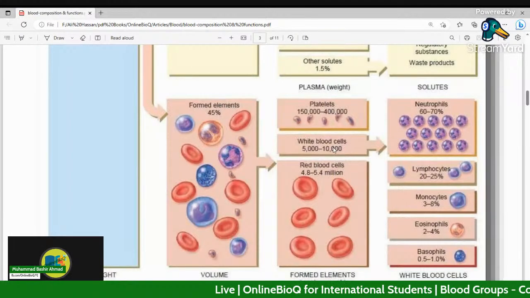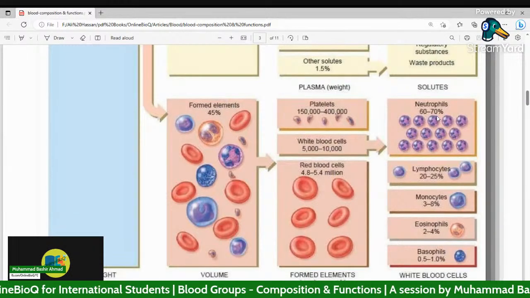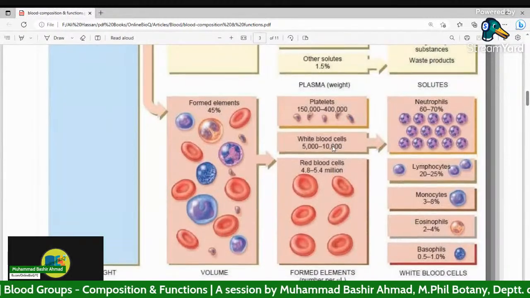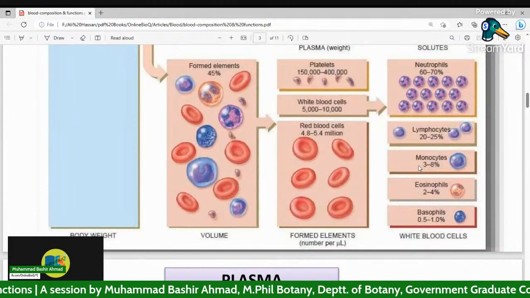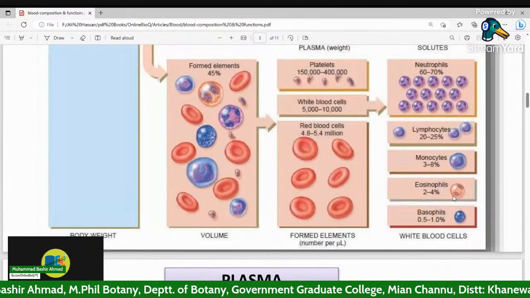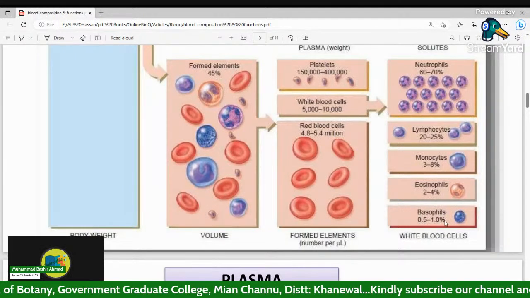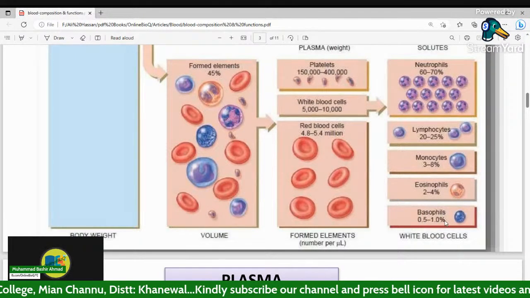Then white blood cells are further of five types: neutrophils, which make 60 to 70% of all leukocytes or white blood cells. Lymphocytes make 20 to 25%. Monocytes make 3 to 8%. Eosinophils make 2 to 4%, and basophils make 0.5 to 1% of the contents of white blood cells.